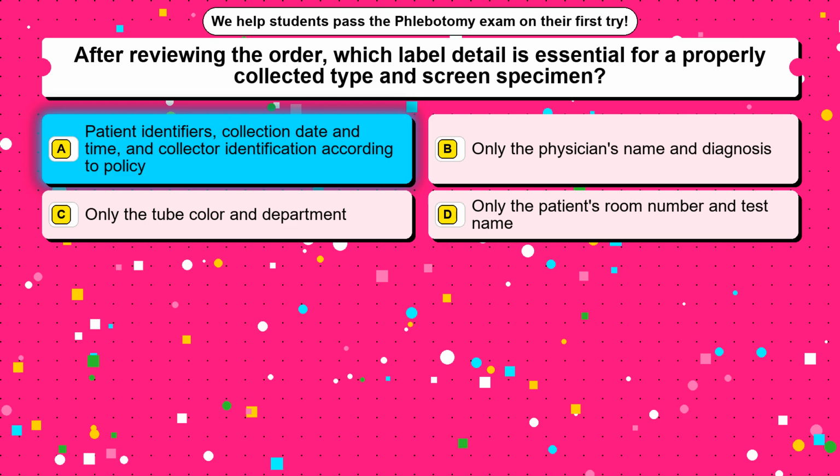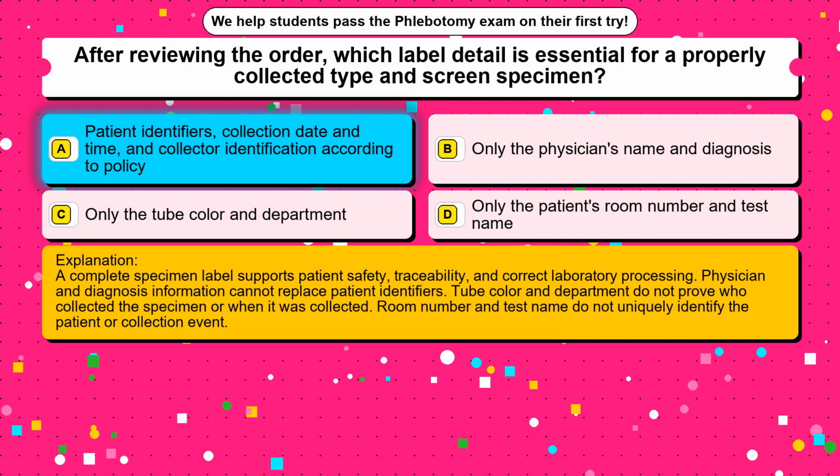The correct answer is option A. Patient identifiers, collection date and time, and collector identification according to policy. A complete specimen label supports patient safety, traceability, and correct laboratory processing. Physician and diagnosis information cannot replace patient identifiers. Tube color and department do not prove who collected the specimen or when it was collected. Room number and test name do not uniquely identify the patient or collection event.